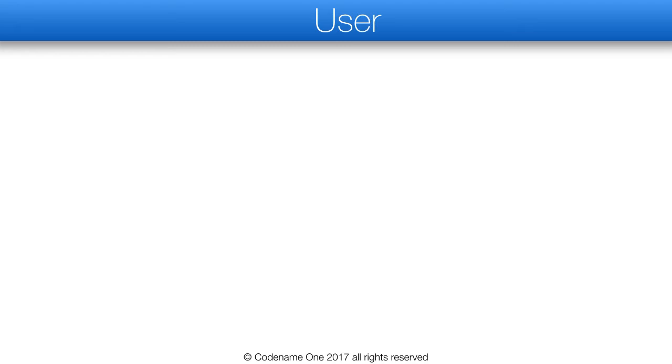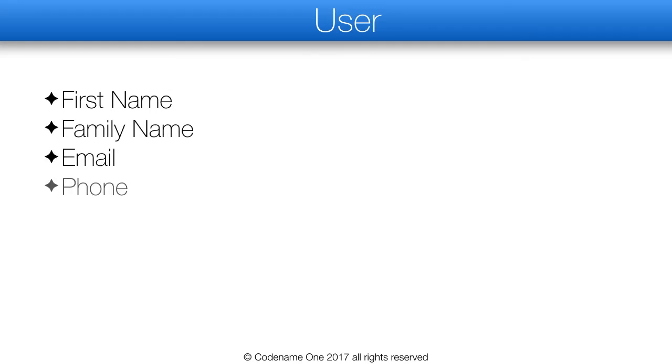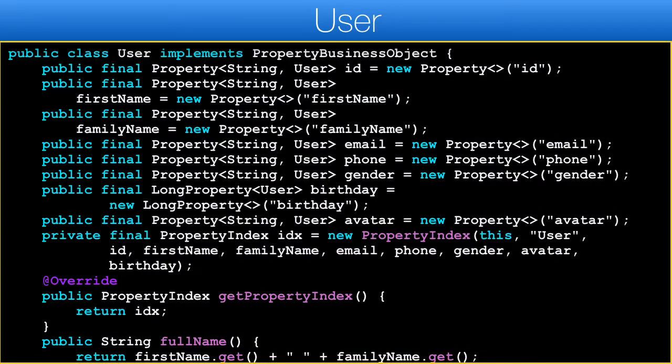So what do we need for a user? A lot of these things are obvious from the signup UI. First name, family name, email, phone, gender, and birthday. We also need a unique ID since security is crucial. I will go with a string-based unique ID.